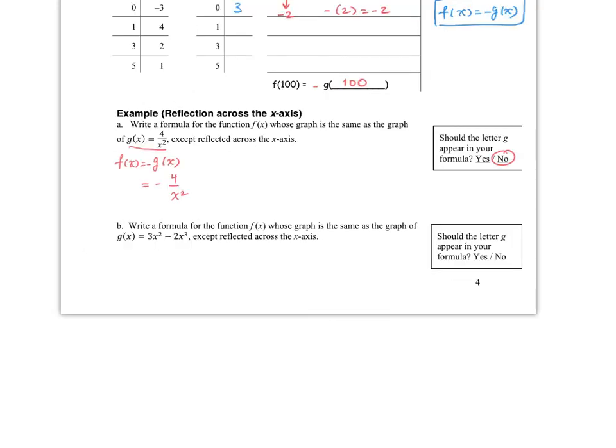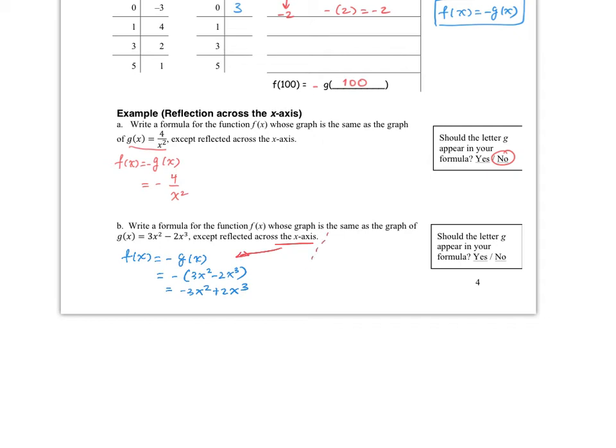All right, let's try one more. So here, f of x is going to be minus g of x. So it should be minus 3x squared minus 2x cubed. So this will be minus 3x squared plus 2x cubed. Again, this is reflection about the x-axis.